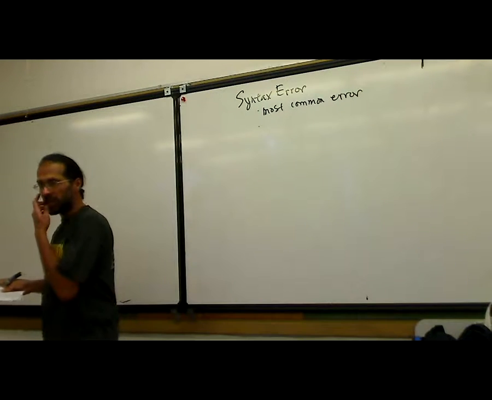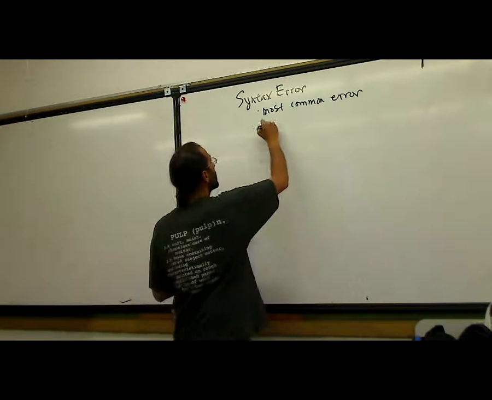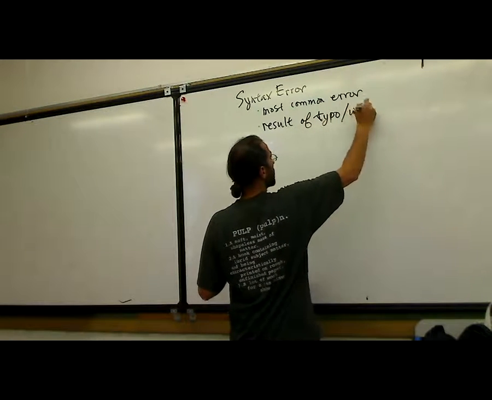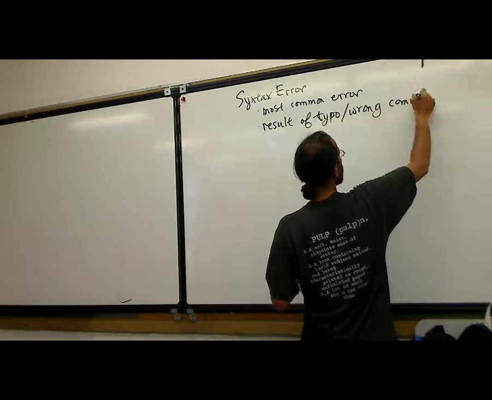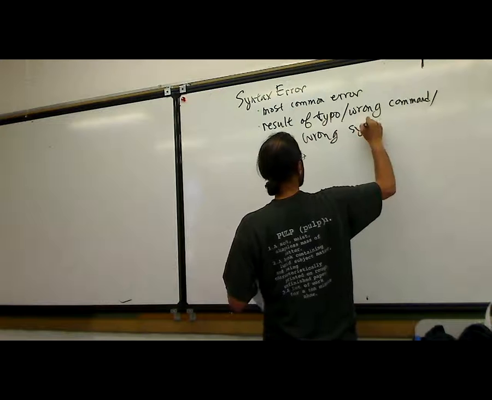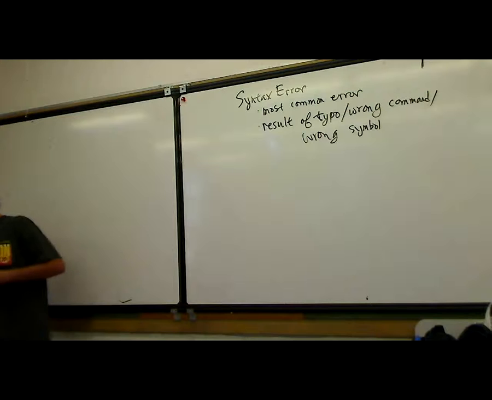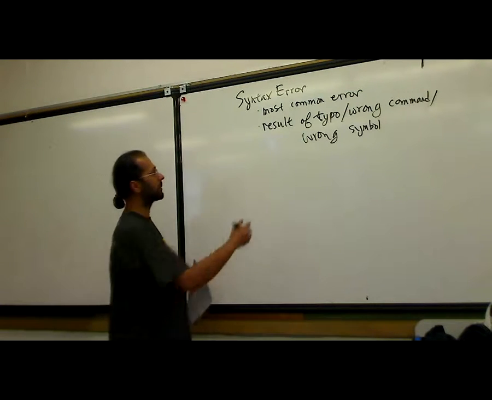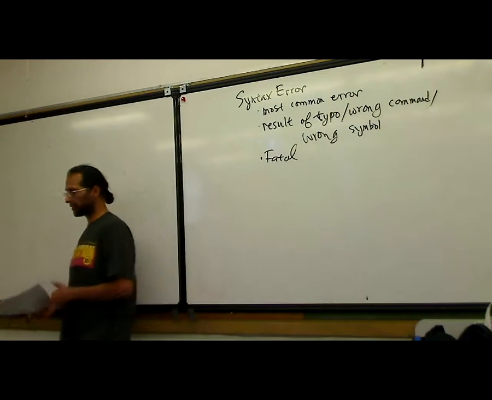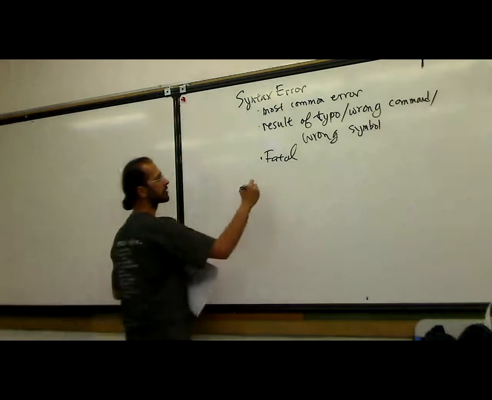It's typically a result of using the wrong command, a typing error, or the wrong format, right? Result of a typo, wrong command. Sometimes it's the wrong symbol. You were supposed to use square brackets, and we used round brackets instead. And these are typically fatal. Fatal just means the program execution stops, it halts. MATLAB typically gives you a cryptic error message.